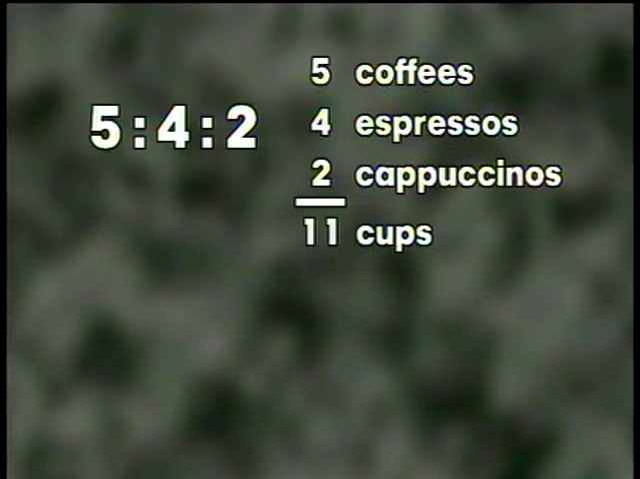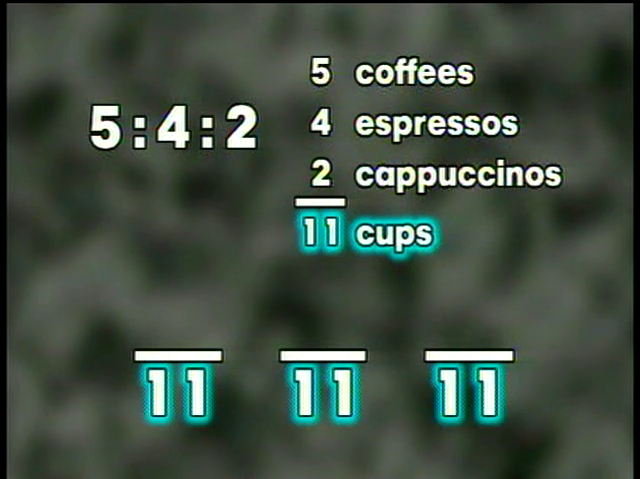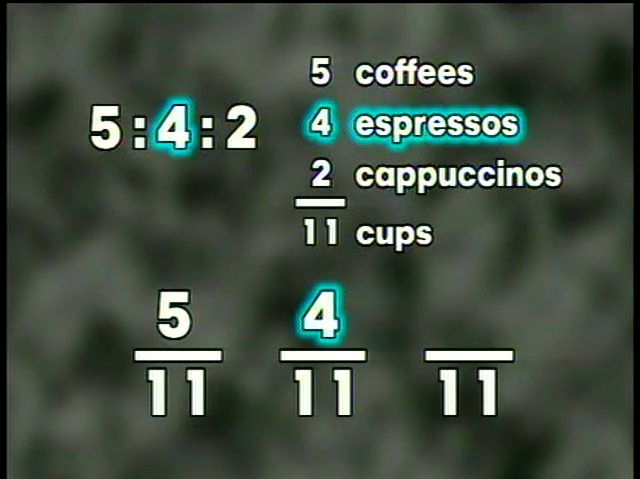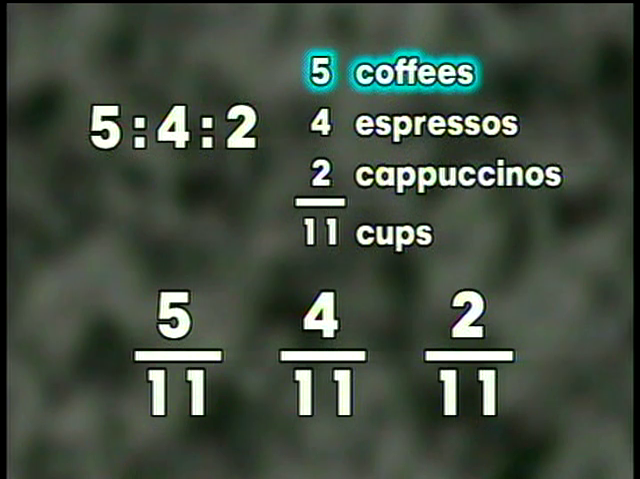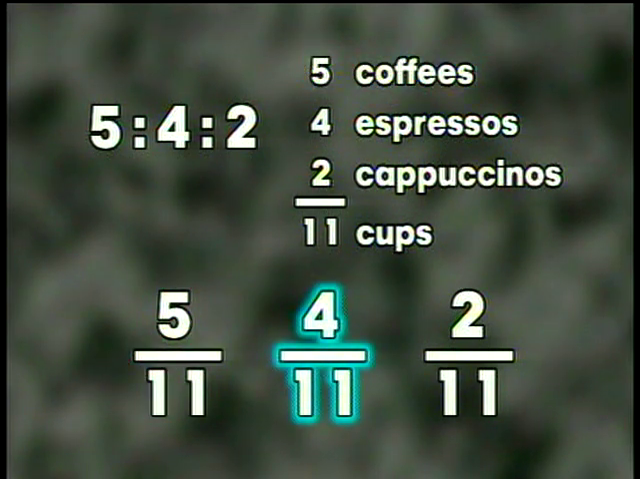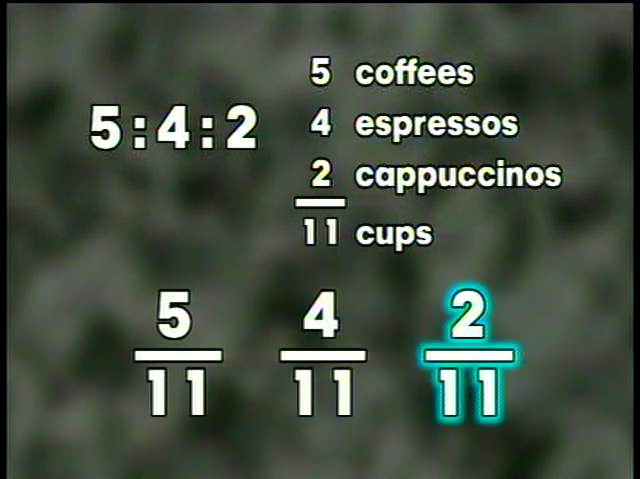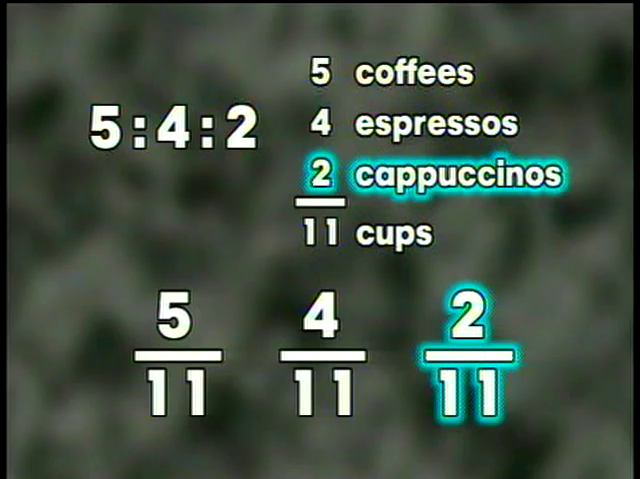If we looked at this ratio in terms of fractions, then 11 would be the denominator, since it represents the whole, and the numerator would be either the 5 coffees or 4 espressos or 2 cappuccinos. So, the regular coffee represents 5/11ths of the total cups. 4/11ths of the total is represented by the espresso, and 2/11ths of the whole is cappuccino.